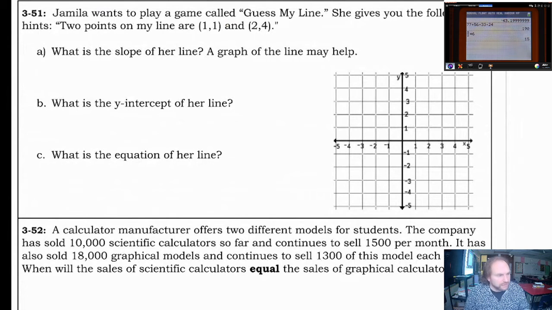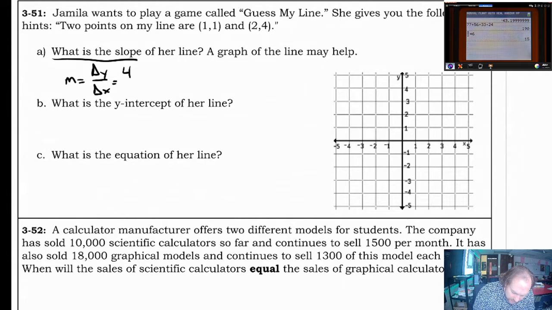And we're going to find the slope first in question A. What is the slope? Well, you don't need to graph it because you could use the slope formula. It's the change in y divided by the change in x, which in this case would be 4 minus 1 over 2 minus 1. Again, the y's are represented by the yellows, and the x's are represented by the greens. 4 minus 1, 2 minus 1. So that is 3 over 1, which is just 3. That would be the slope.